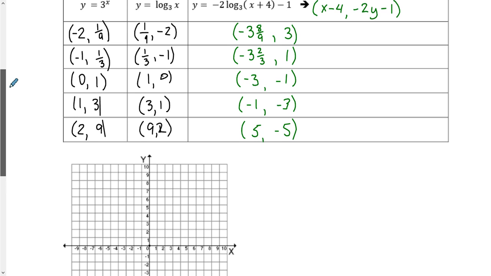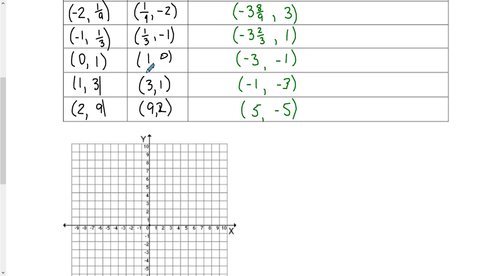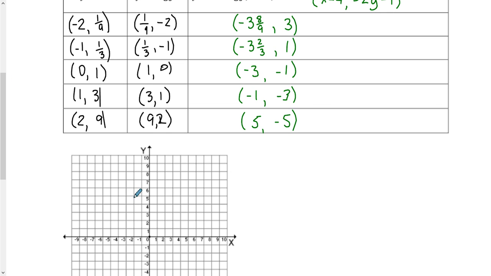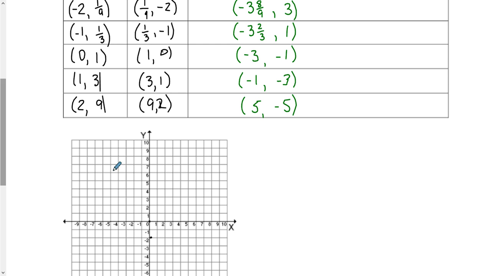So let's take a look at what these graphs would look like. Now I do actually want to graph both of these. I do want to graph the logarithm base 3 of x, and this negative 2 log base 3 of x plus 4 subtracting 1, just to see how this has been transformed. So 1/9, negative 2 puts us there. 1/3, negative 1, 1, 0, 3, 1, 9, 2.